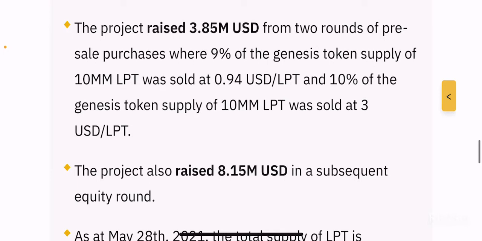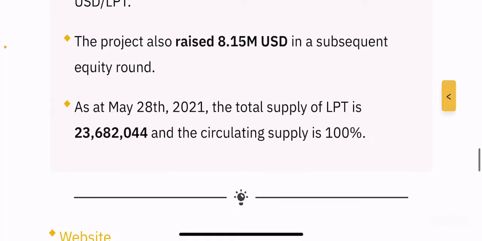The project raised $3.85 million from 2 rounds of pre-sale purchase, where 9% of the Genesis token supply of 10 million LPT was sold at 94 cents per token, and 10% of the Genesis token supply of 10 million LPT was sold at $3 per token. So again, that talks about how much money the project has raised, which is 3.85 million in the 2 pre-sale rounds, where about 9% and 10% of the token supply were sold at 2 different price points. The project also raised $8.15 million in subsequent equity rounds.